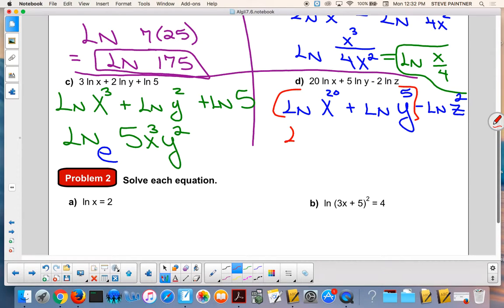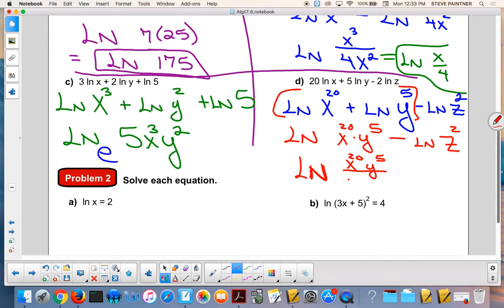Since it's addition, I'm going to multiply. x to the 20th times y to the 5th. Minus natural log of z squared. Subtraction turns into division. Natural log of first number on top, second number on the bottom. Can I reduce anything? x's over z's, y's over z's? No, you're done.